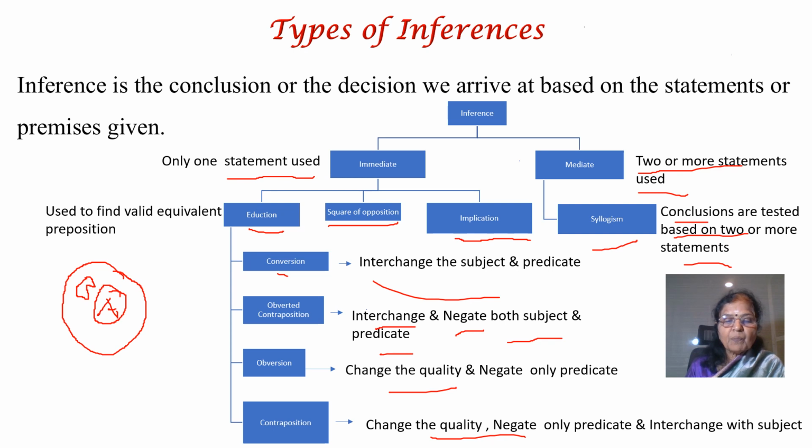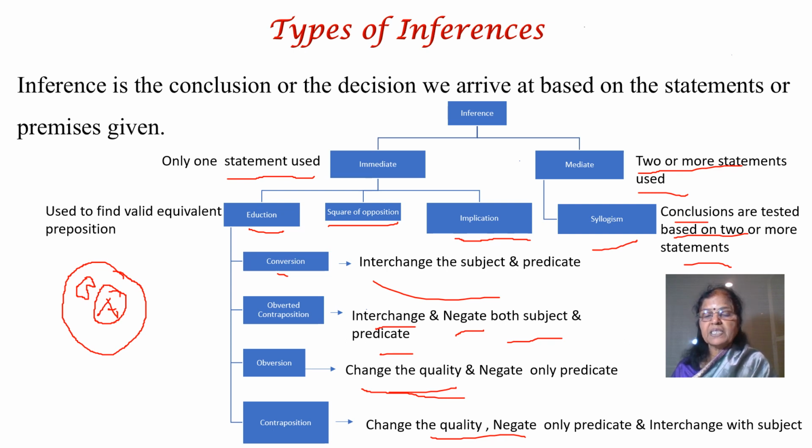And the third type, obversion, what does it mean? You change the quality. What is quality? You know already what is a qualifier. In your proposition, the qualifier is "is" or "is not", or "are" or "are not", which shows the relationship. It qualifies the relationship between the subject and the predicate. That is the qualifier. And you change the quality.